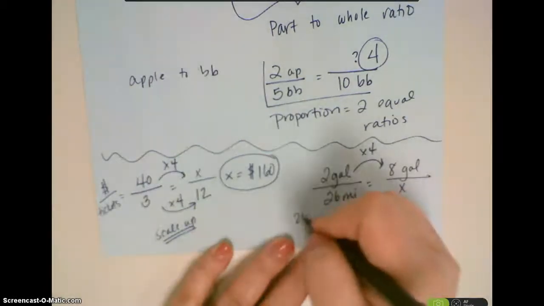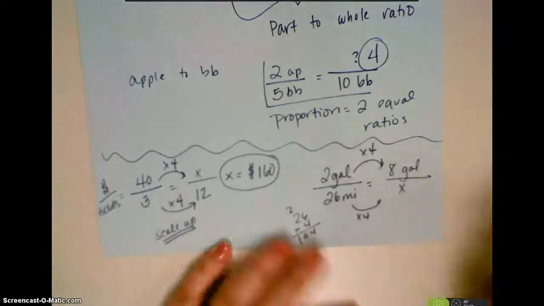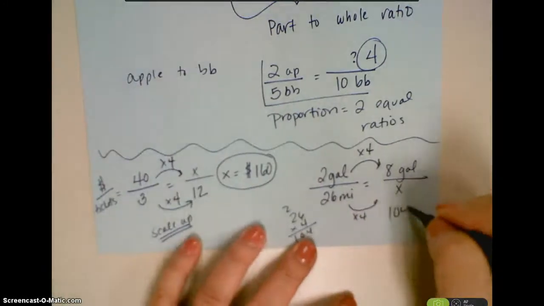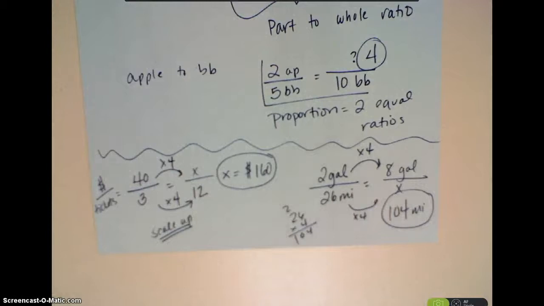And then I would just need to do 26 times 4. I can come down here, 26 times 4: 24, 8, 9, 10. So 104. And that would be my answer. And that's it. That's all there is to it.